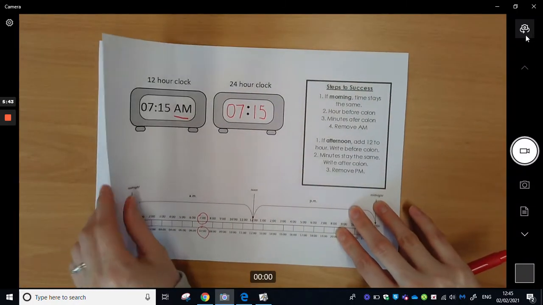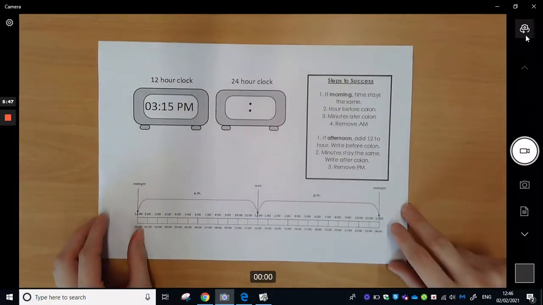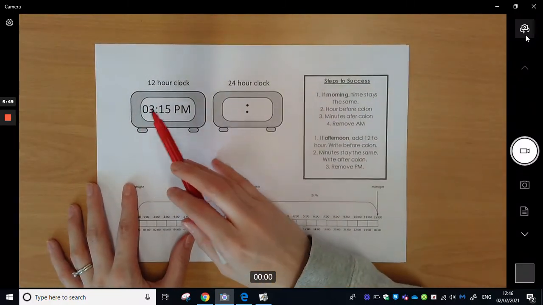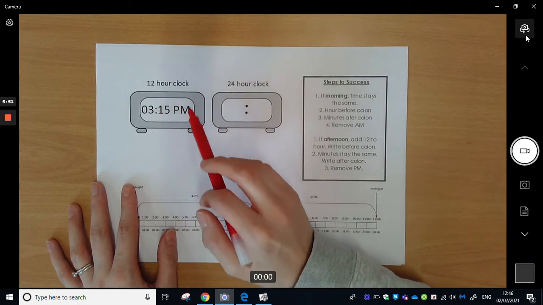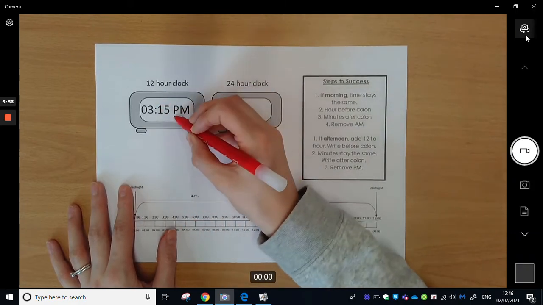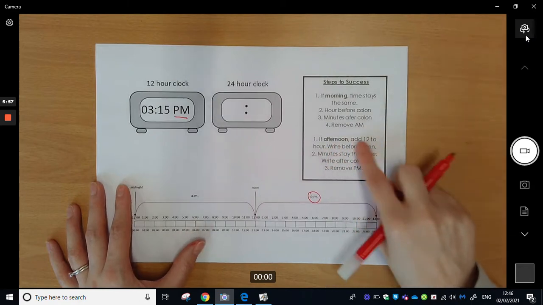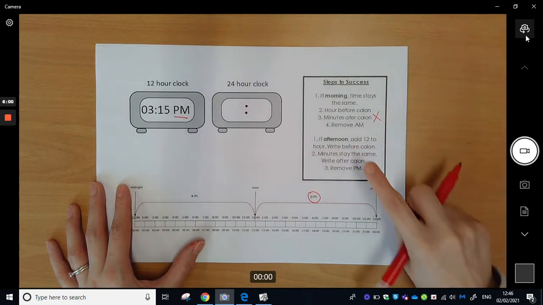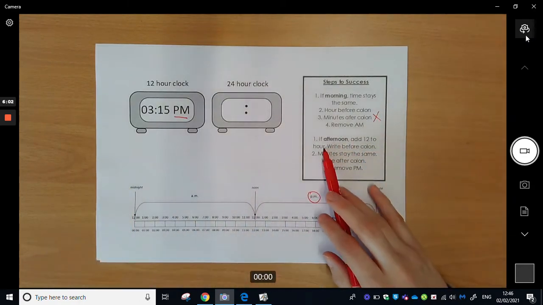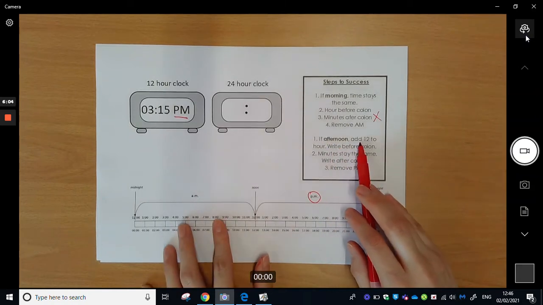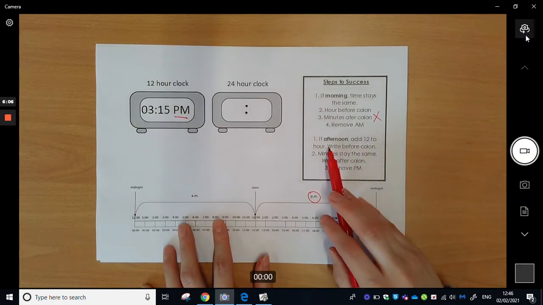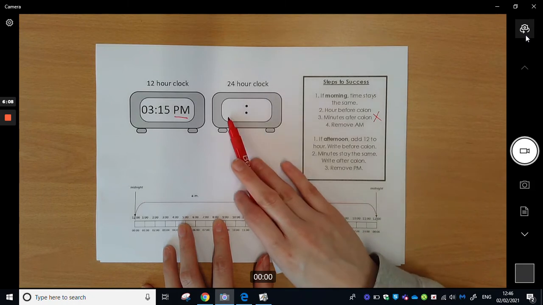Let's look at another example. Okay, so I've got 3:15 PM this time in my 12-hour clock. So from that PM, I know it is in the afternoon. It's on this side. So I'm going to look at this part of my steps to success. That one's not going to be useful to me. So if it's the afternoon, I need to add 12 to the hour and then write it before the colon.